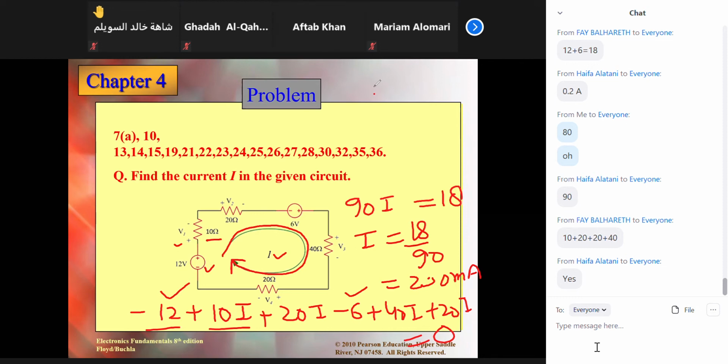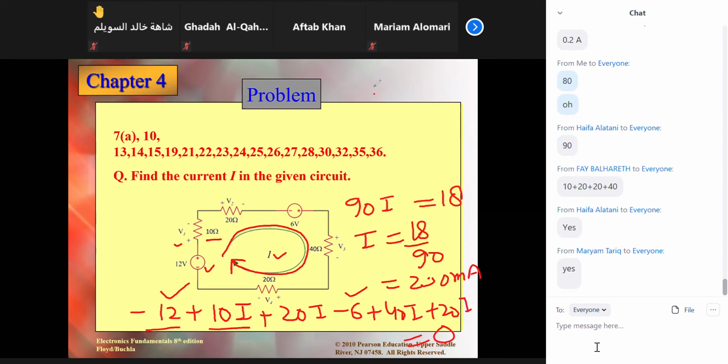I have a question. The previous method, why did we put 12 plus 6? Okay, in the voltage. Any other question? That one only?